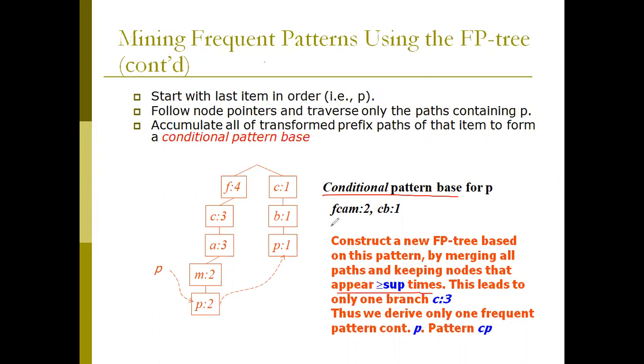Which item set is repeated 3 times for P? F only 2. C is 2 times here and 1 time here, so automatically the C value is 3. And what about A? A only 2 times. M is also only 2 times. B is only one time.